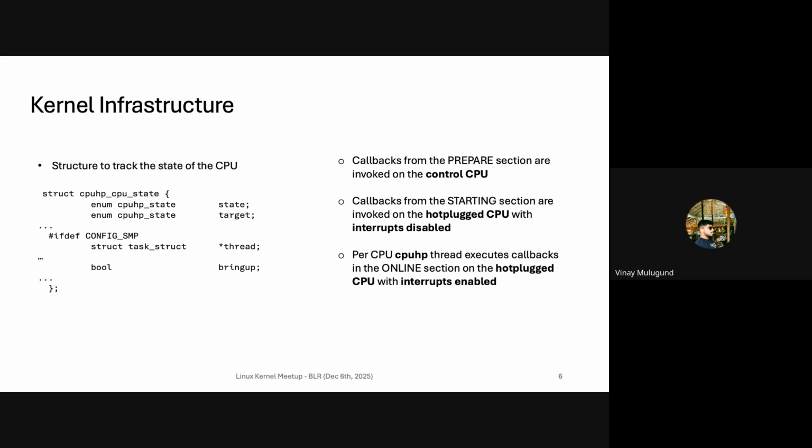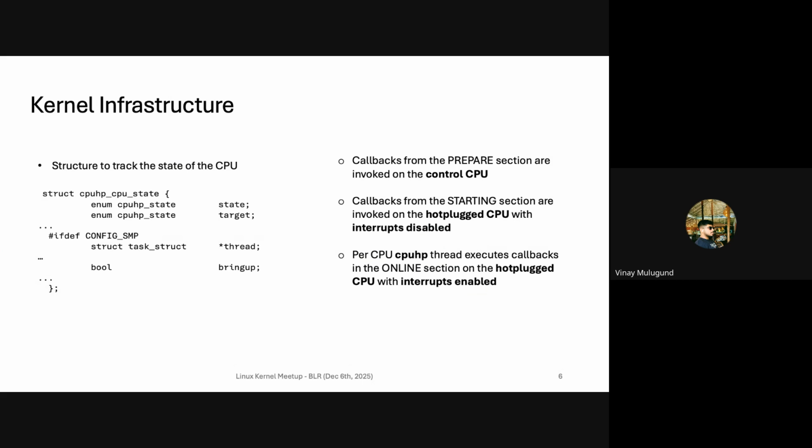Once the CPU has reached the online section and started executing callbacks, if other threads are scheduled on that CPU, they will context switch and that CPU will execute them. So the operating system can start scheduling jobs there. So what does the scheduling subsystem do? Where are the callbacks registered?